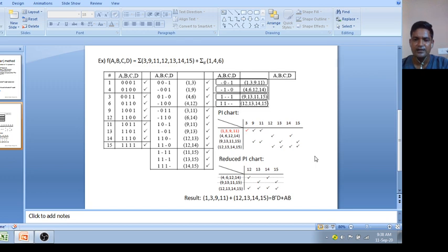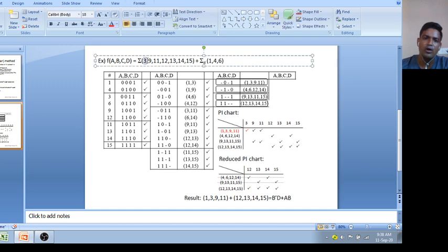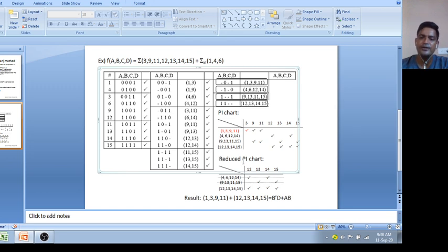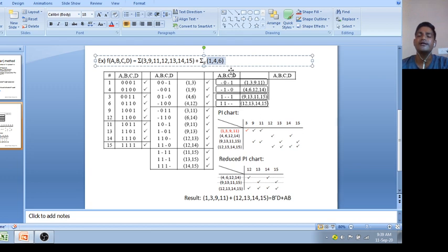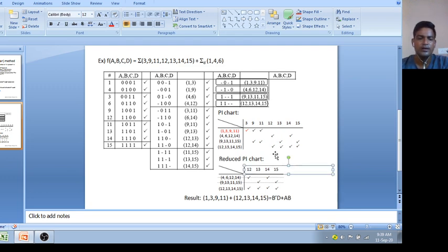Conclusion is that in the PI chart you have to determine the essential prime implicant. If all minterms are not covered, you have to check whether these minterms are covered or not. Again make a reduced PI chart, and you do not need to include the don't care terms in the columns. Okay, and this is all about your tabular method.